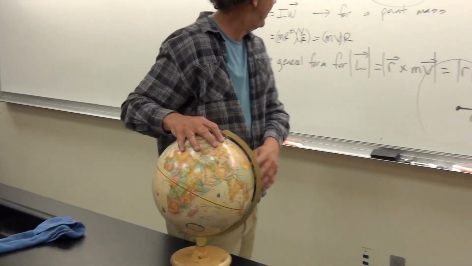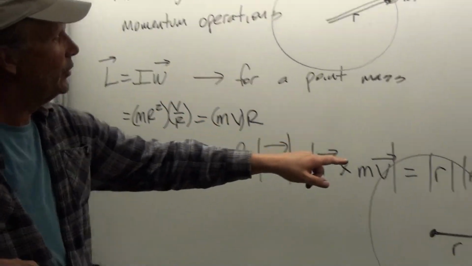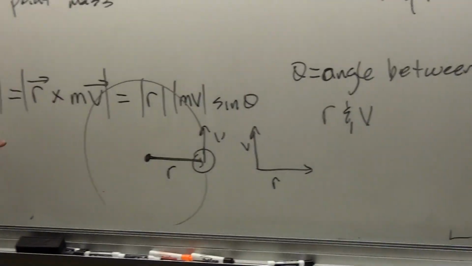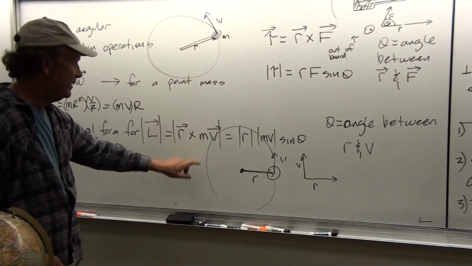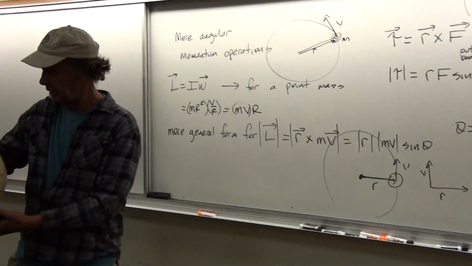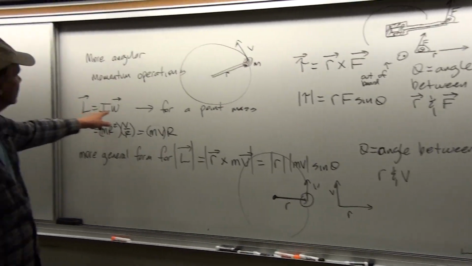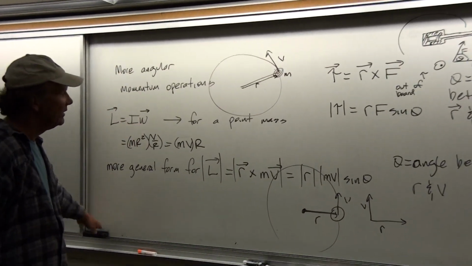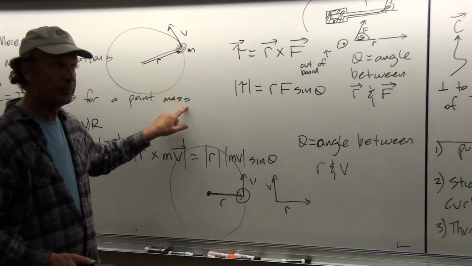Remember, L equals I omega. So omega points in the same direction as L, but that points in the same direction as r cross mv. Okay, and so we'll be using that as we do these different kinds of problems. Now, so far, we've only looked at problems that involve L equals I omega. I want to look at another example of one that deals with a point mass.